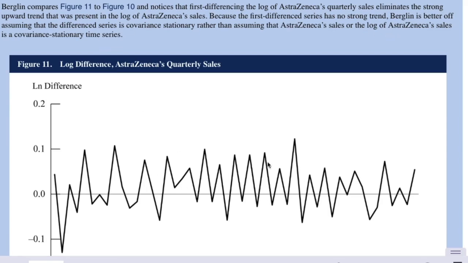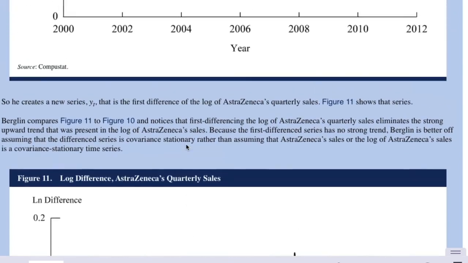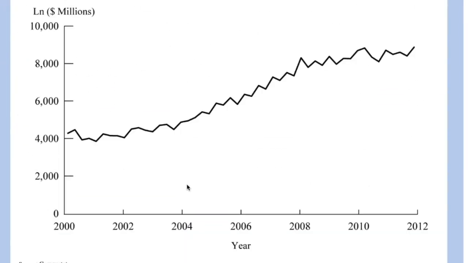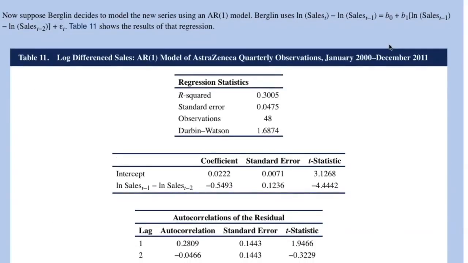Yeah, I think you could look at this and say, okay, I think we can feel fairly comfortable that we're dealing with a covariant stationary time series here, as opposed to something like this, which clearly isn't because it is moving off in one direction. All right, what do we do now?